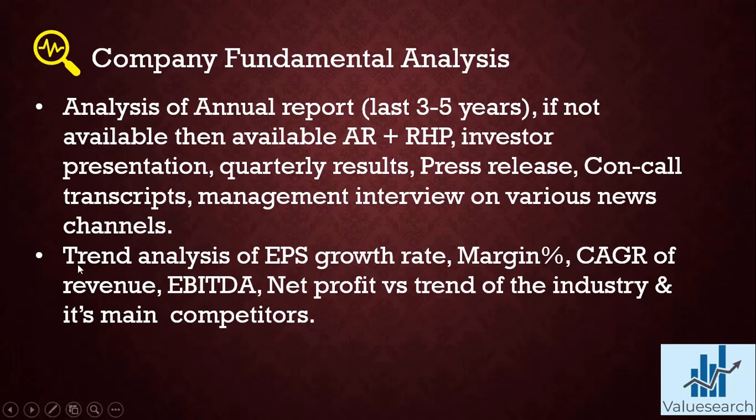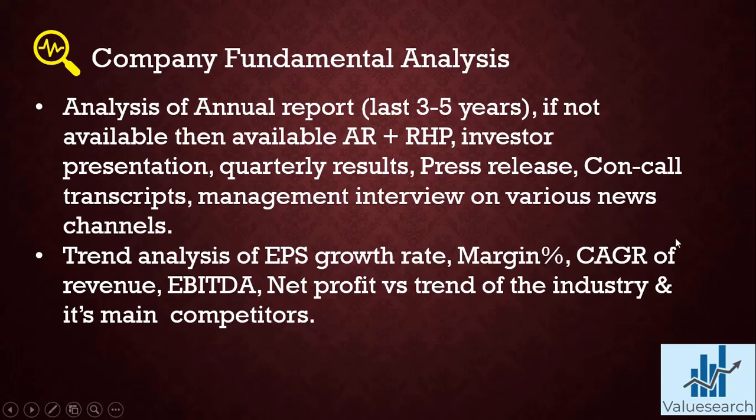The next step is doing trend analysis of EPS growth rate. That means suppose for any given company, let's say XYZ company, their EPS was 5 rupees in 2020. Now in 2021 their EPS became 1.8 rupees per share. In 2022 the EPS became 2.5 rupees per share. In 2023 it became 3 rupees. In 2024 it became 4 rupees.